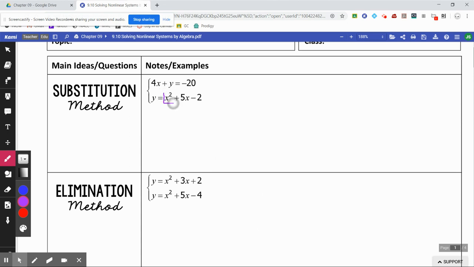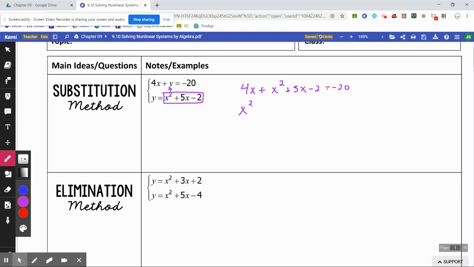Notice that the second equation is already solved for y. Y is equal to this. You simply take and plug that into your other equation. So your other equation, 4x plus y, now turns into 4x plus x squared plus 5x minus 2 is equal to negative 20. So you've completely eliminated your y's by using substitution. Now you just clean it up and solve like normal.